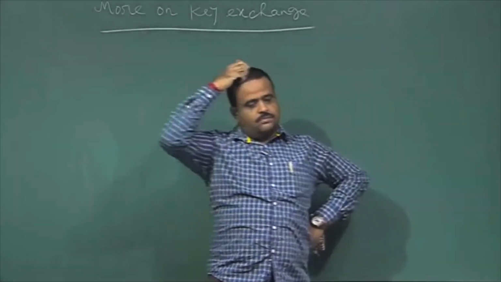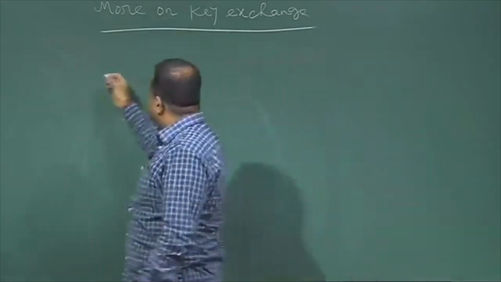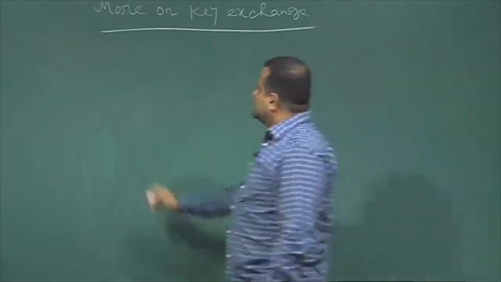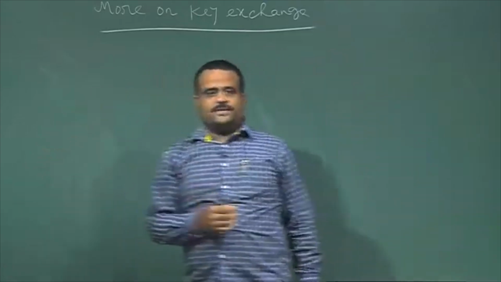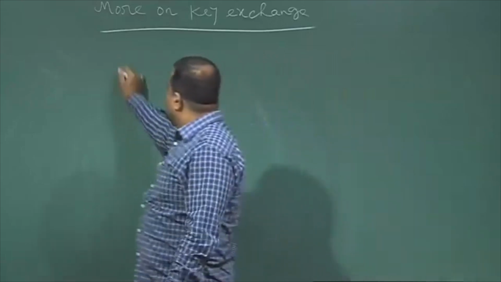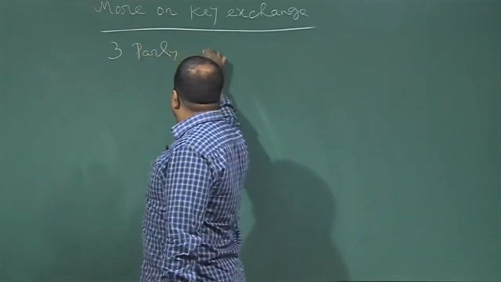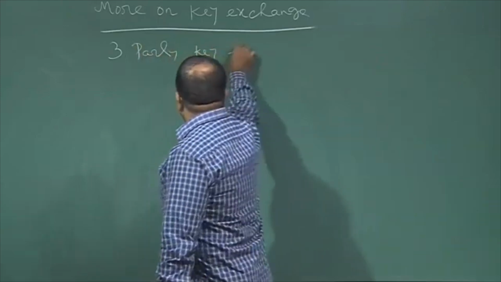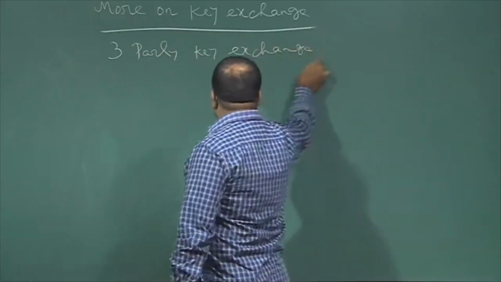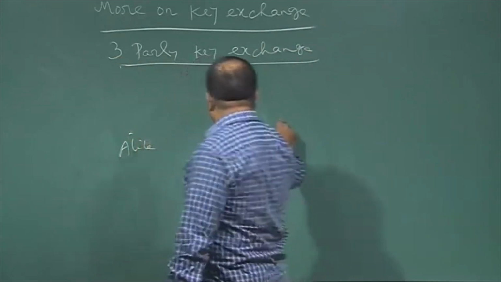Okay, so we will talk more about key exchange protocols, typically the 3-party key exchange protocol. So far we have seen how to do key exchange if there are 2 parties. We have the Diffie-Hellman key exchange protocol for 2 parties, Alice and Bob. Now we talk about 3 parties, and the key exchange protocol for them.